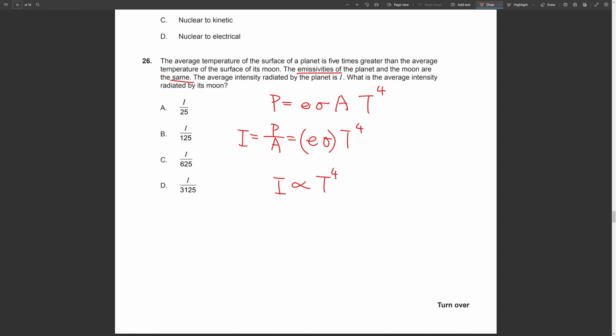When the temperature is differed by 5 times, then the intensity should be differed by 5 to the power of 4 times, which is 625 times. The answer is C.